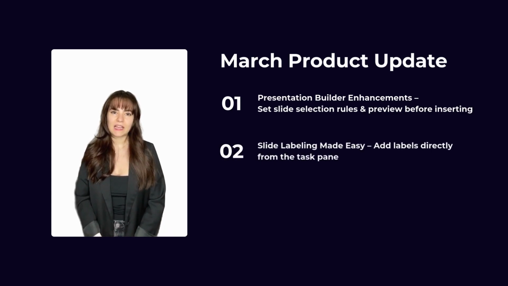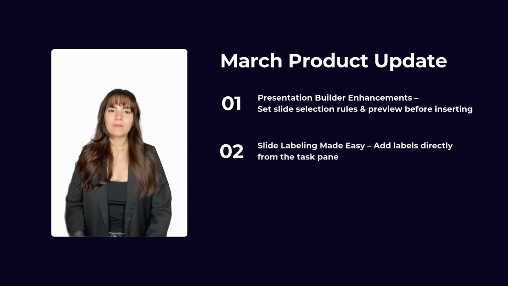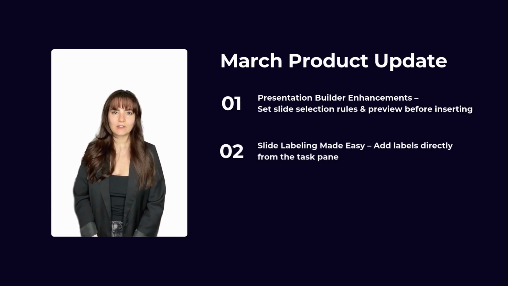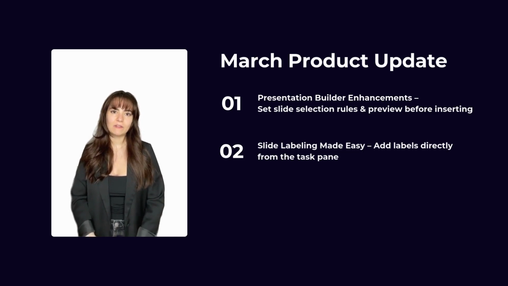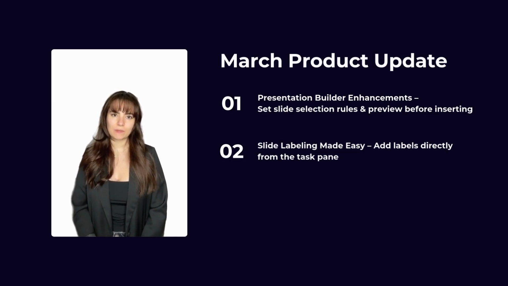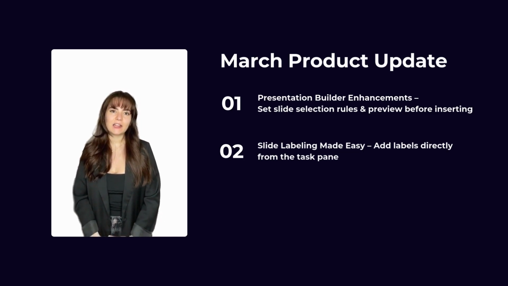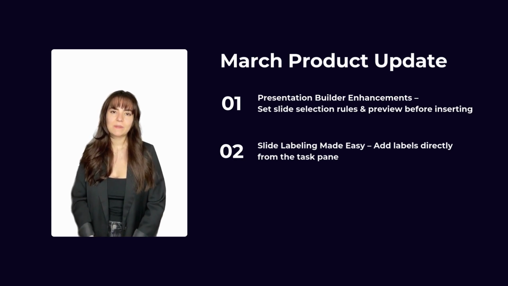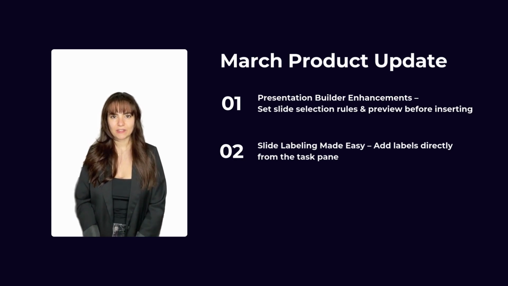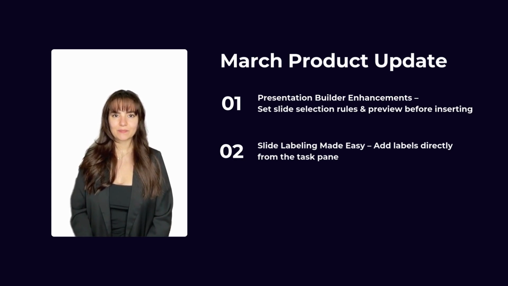Next is the improved slide labeling in the task pane. Managers and end users can now add or suggest labels to the slides directly from the task pane when adding slides to the library. This makes it easier and faster to categorize slides, helping your team stay organized with less effort. Let's see how it works.